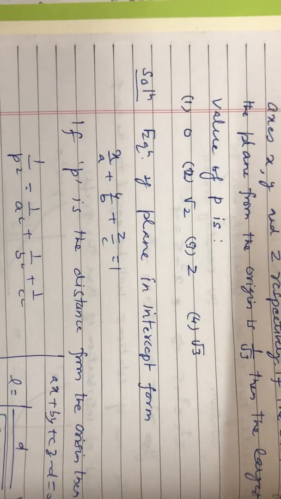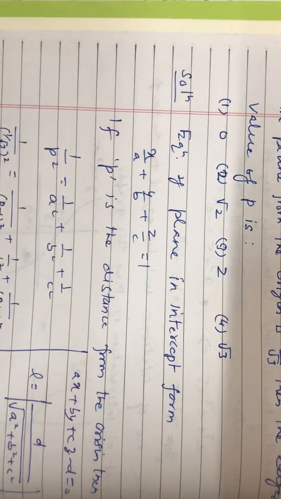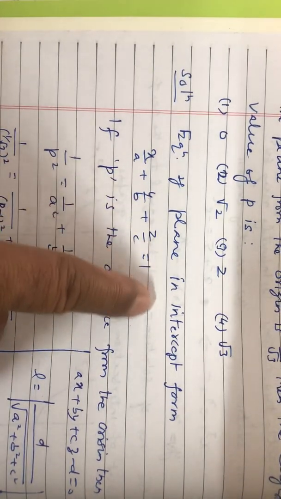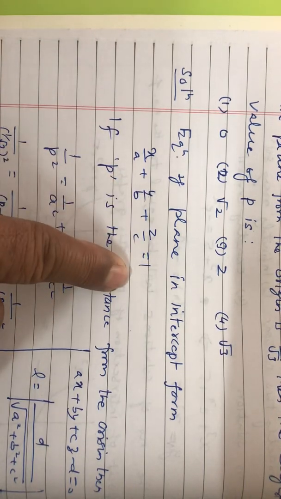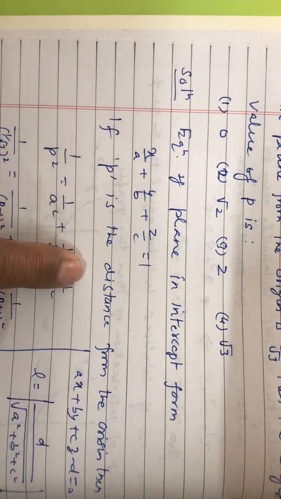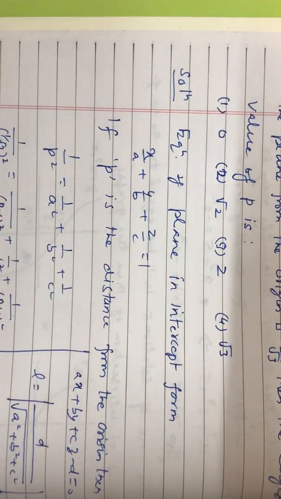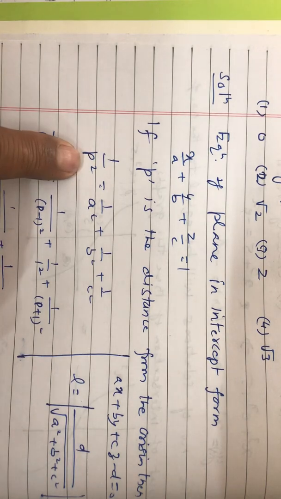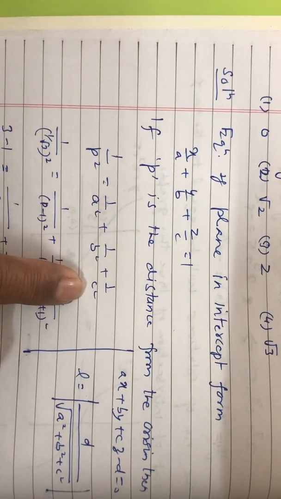Now, you all know the equation of a plane in intercept form. This is a question of 3D: the equation of a plane in intercept form is always x/a + y/b + z/c = 1. And if p is the distance from the origin, or the length of the perpendicular, the formula is always 1/p² = 1/a² + 1/b² + 1/c².